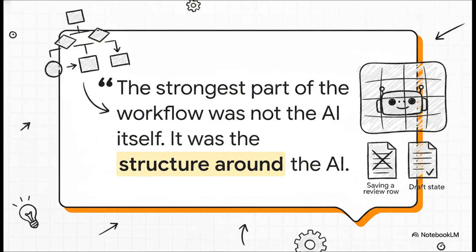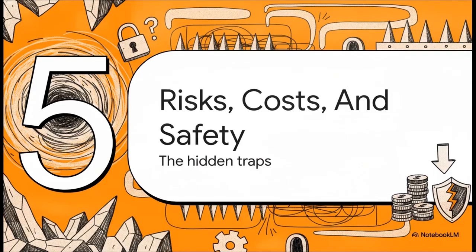The strongest part of the workflow was not the AI itself, it was the structure around the AI. The AI summary was great, sure, but the clean input, the predictable output, the spreadsheet for review, and creating a draft instead of an automatic send, that structure is what actually makes the whole system trustworthy and safe, especially for a beginner. But, as you start scaling these tools, things can definitely go sideways. That brings us to Section 5, risks, costs, and safety.